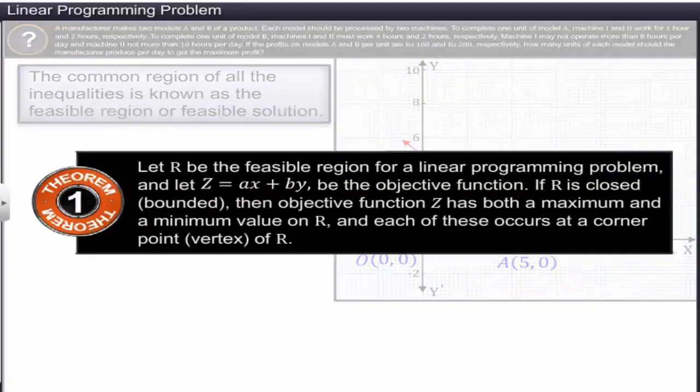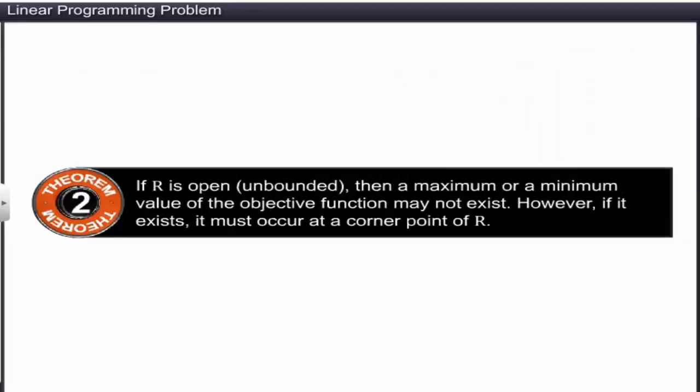The first theorem is, if R is the feasible region for a linear programming problem and Z is the objective function, then the maximum value or minimum value of the objective function must occur at the corner point of the feasible region when it is a closed or bounded region. The second theorem is, if the feasible region is open or unbounded, then the maximum or minimum value of the objective function may not exist. If it exists, it occurs at a corner point of R.